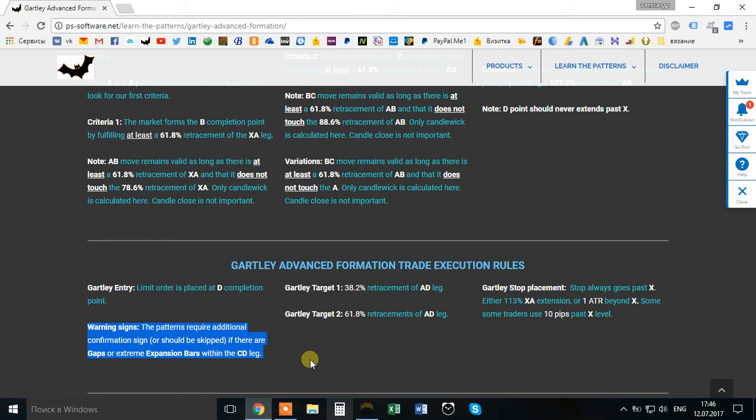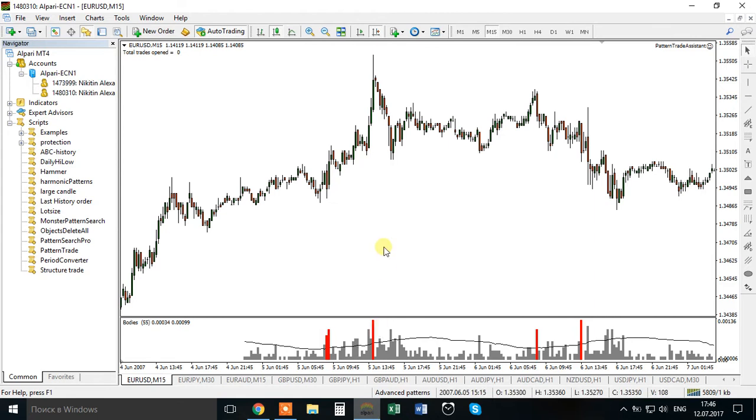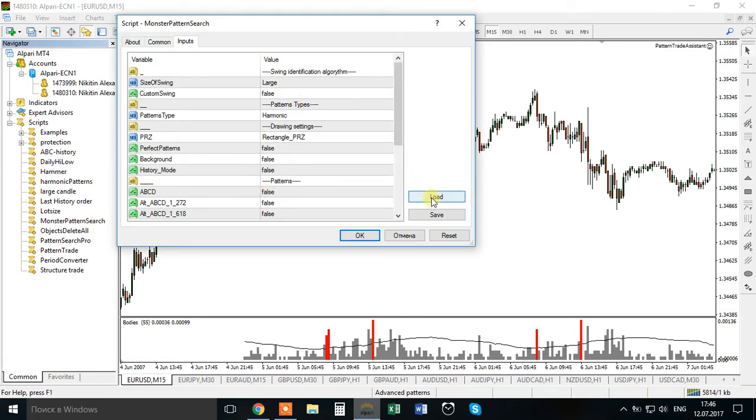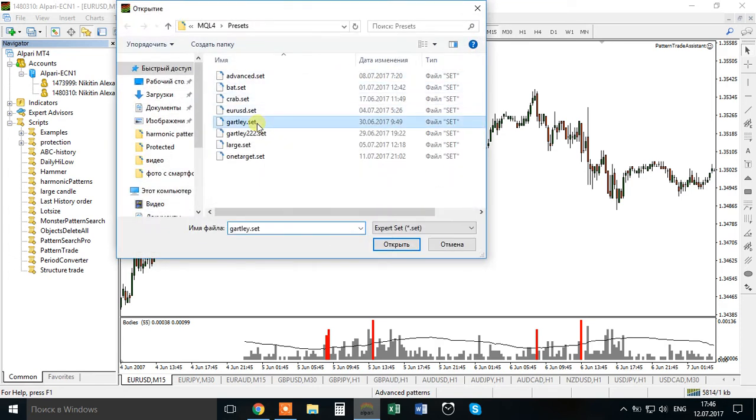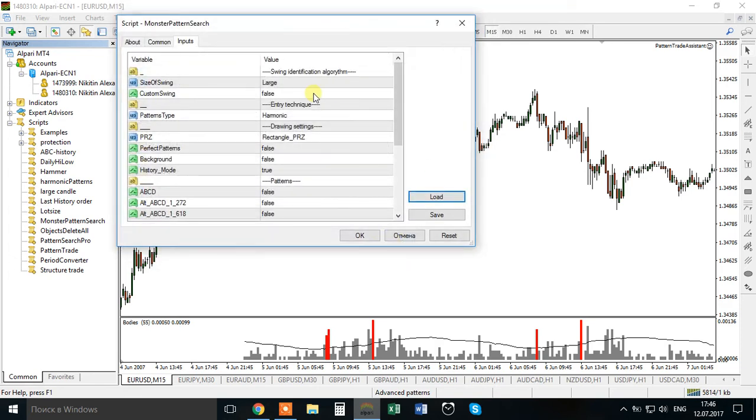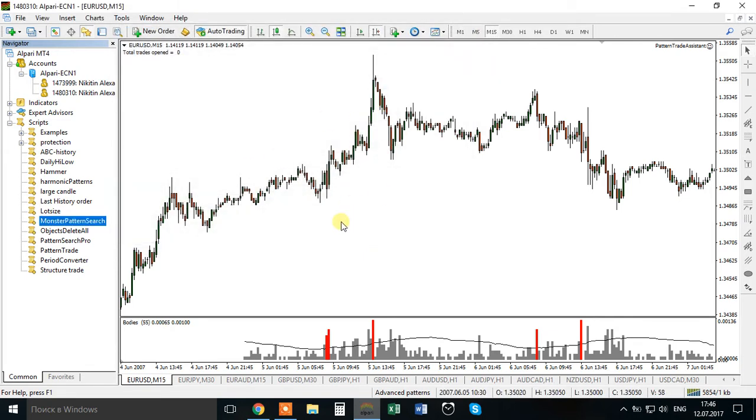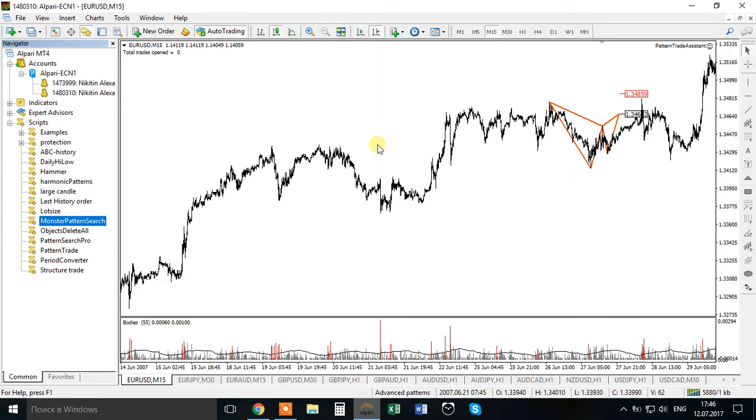Okay, let's go to the charts and draw some patterns. I will use Monster Pattern Search. I will use the preset for Gartleys. Okay, choose advanced and choose price. Okay, done. So in a few seconds those Gartleys will appear on my chart. Okay, let me zoom it in and let's go. Some Gartleys appeared.